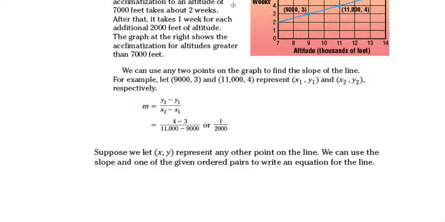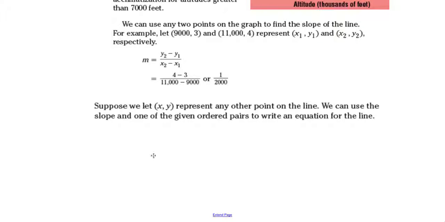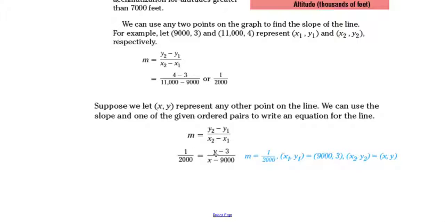So let's suppose that we get a point on that line, and we name it (x, y), and it represents any other point on that line. We can use the slope and one of the given ordered pairs to write an equation of that line, and this is what we learned in the last lesson as well. So we substitute the value for slope: 1 over 2,000 is equal to y minus 3 all over x minus 9,000, because we represent x sub 1, y sub 1 as (9,003), and x sub 2, y sub 2 as x and y, the point on our line.